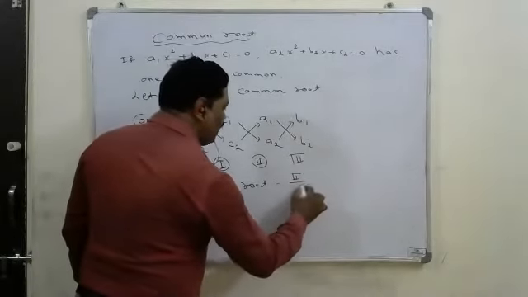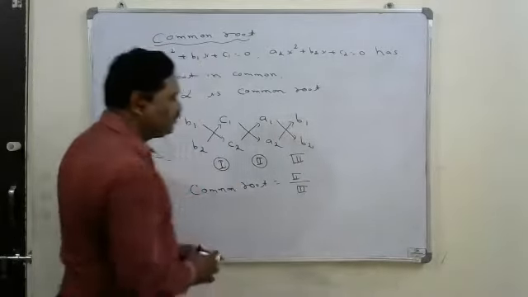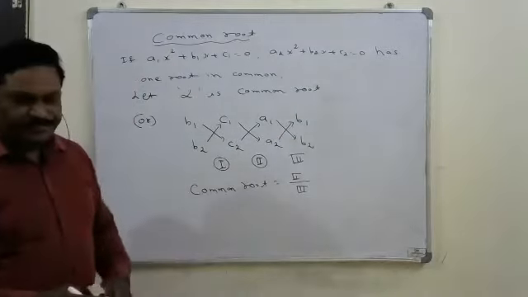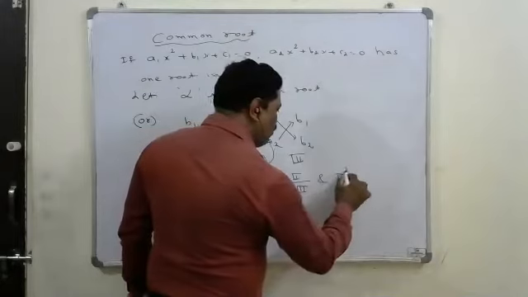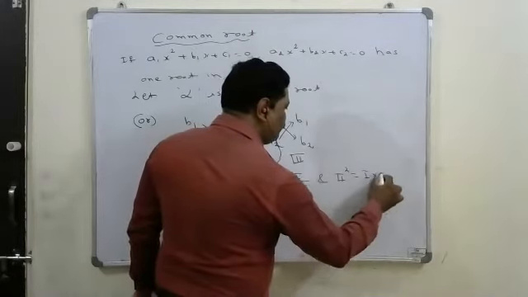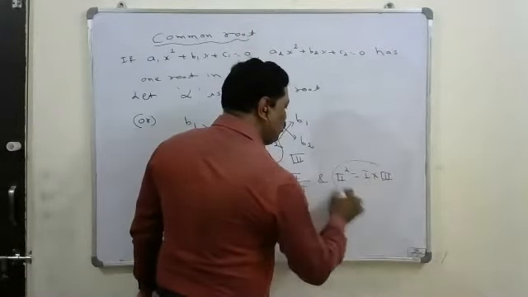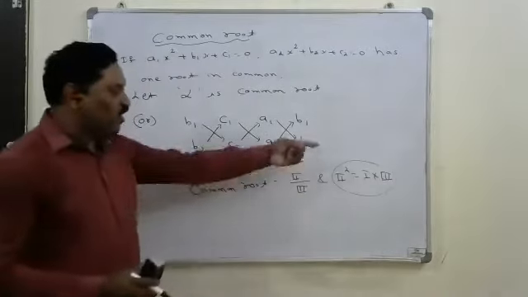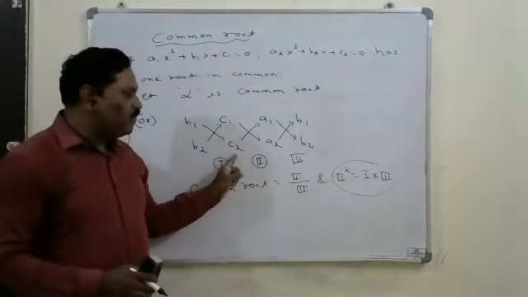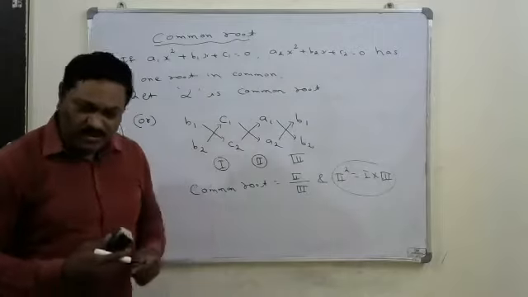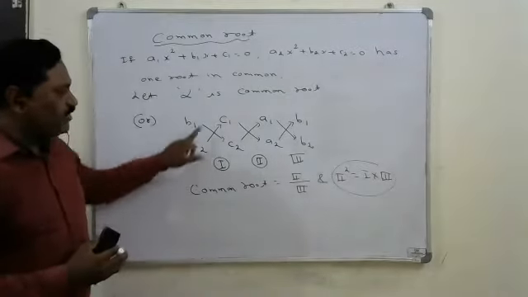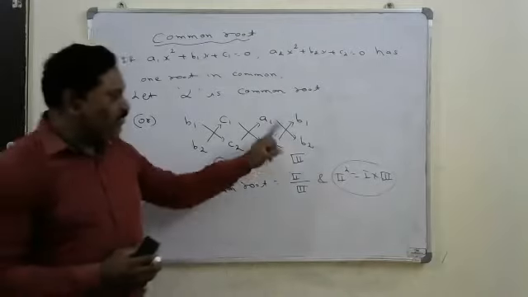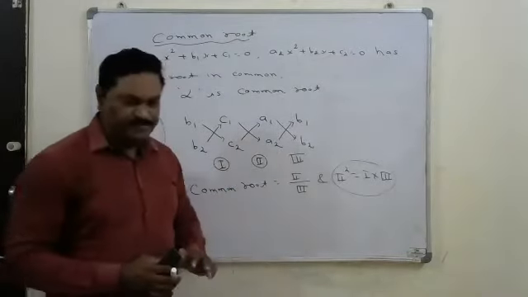Then the common root is 2 by 3. Directly remember this: the common root is 2 upon 3, and the condition is that 2 square is equal to 1 into 3. It is easy to remember. 2 means C1A2 minus C2A1, whole square is equal to 1 into 3. 1 means B1C2 minus B2C1, into 3 means A1B2 minus A2B1.